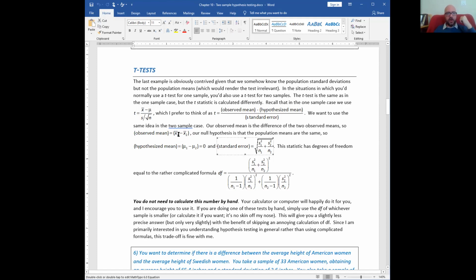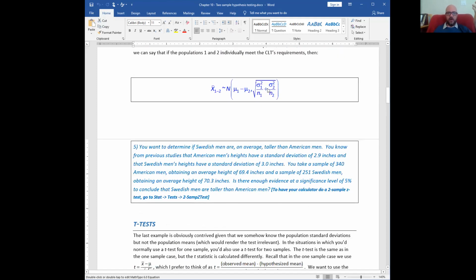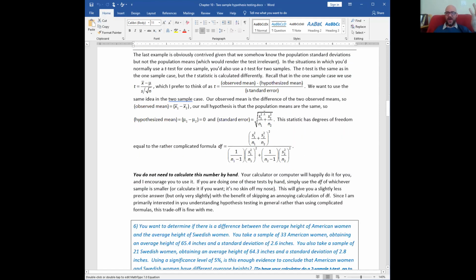You still get mu1 minus mu2 is 0 as your null hypothesis. And then the standard error that you get, instead of being this, will have s's in it. The question is, how many degrees of freedom do you have? You don't just have a single n to do n minus 1 to get your degrees of freedom. What you end up with for the degrees of freedom is this.